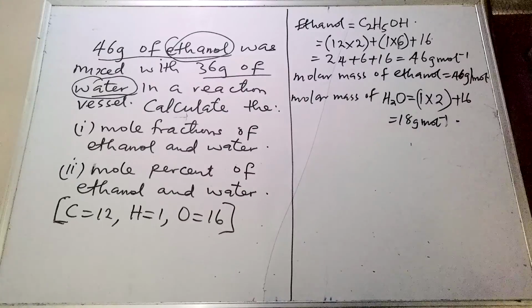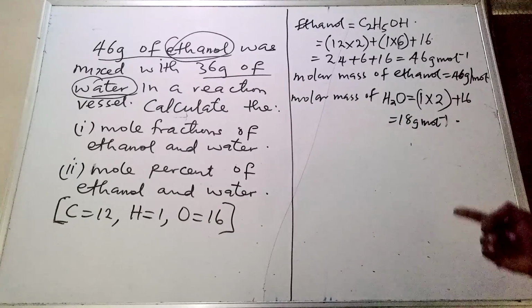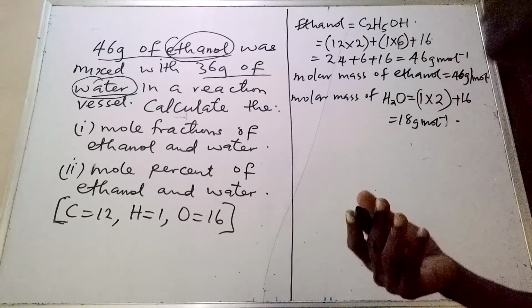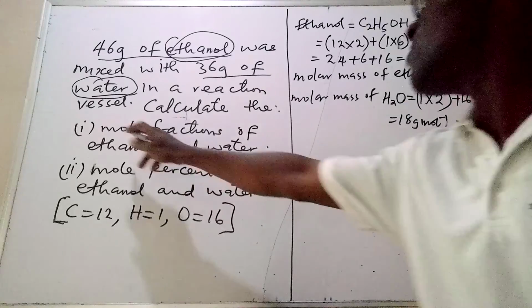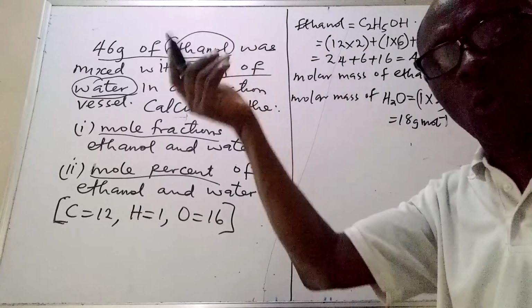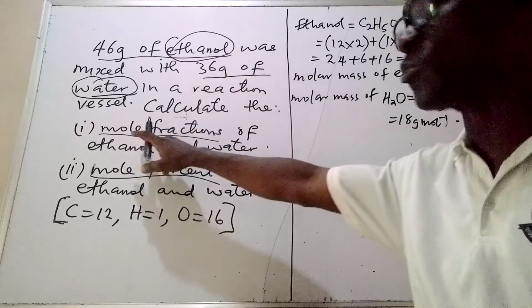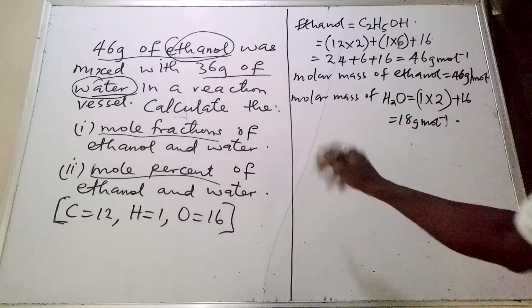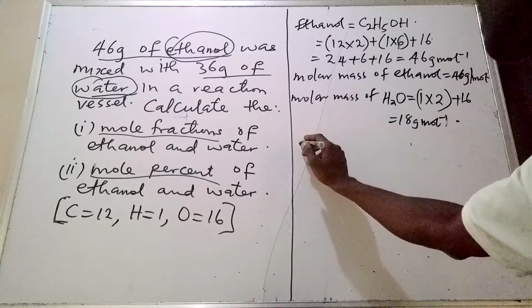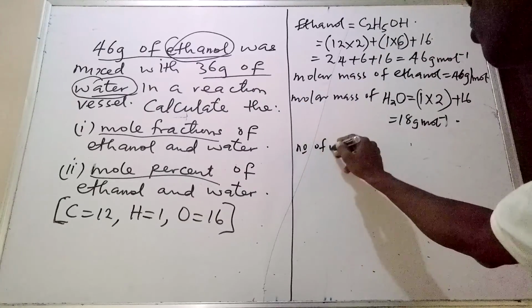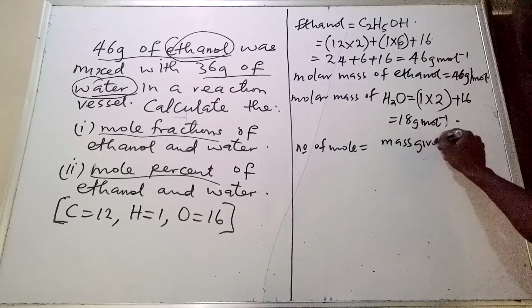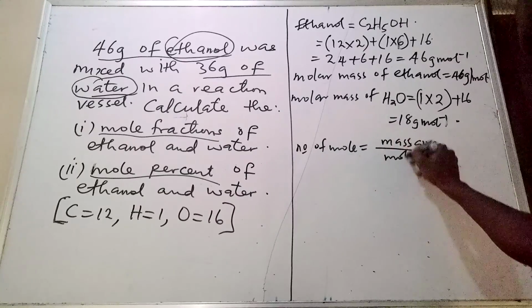Okay. Now, the next thing is to convert the molar masses to moles. Why am I converting to mole? Because I told you we are finding the mole fractions and mole percentage. So definitely I need to take them to moles in order to be relevant with what we are looking for. The formula that connects molar mass and mole together is this. Number of moles is equal to mass given over what? Molar mass.